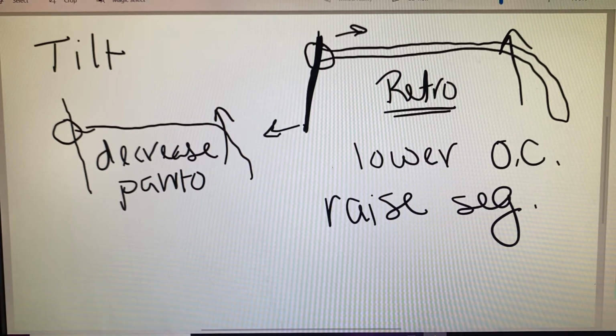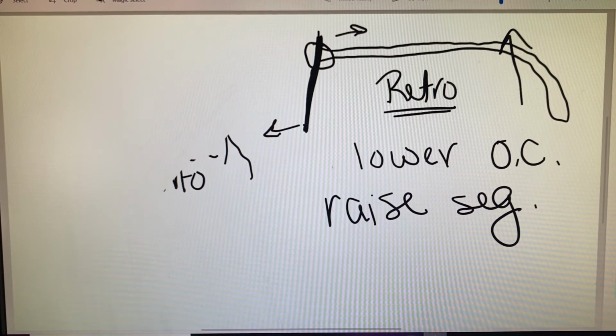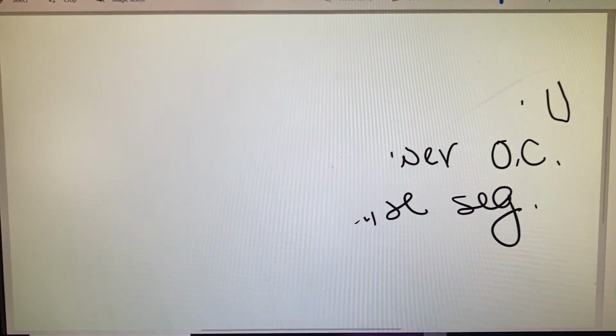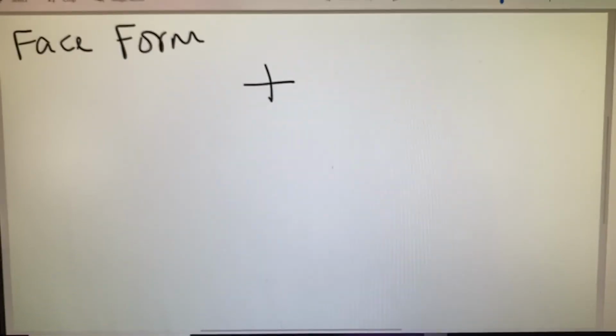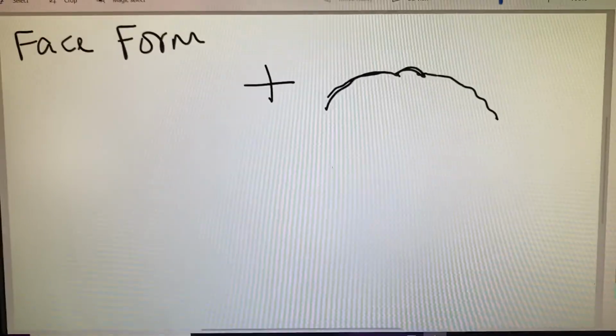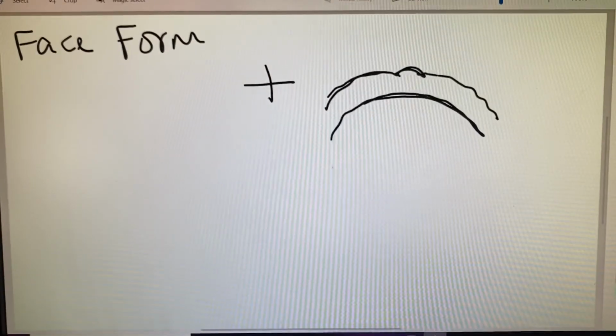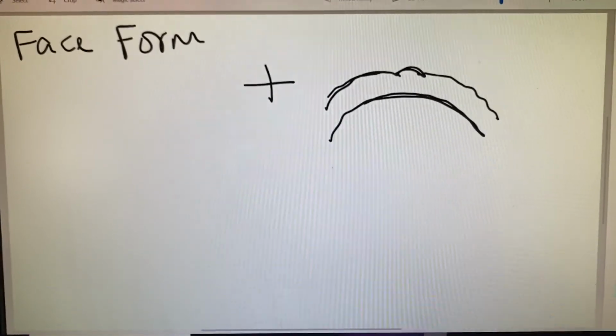Now, face form is another important adjustment that we make. Again, face form will change the optical center in a pair of glasses, or the PD, and we look at face form in a couple different ways. So we have positive face form. Positive face form means that the glasses are curved around the patient's face. We have a positive curve, so it starts to match the shape of our patient's head. So this would be positive face form.